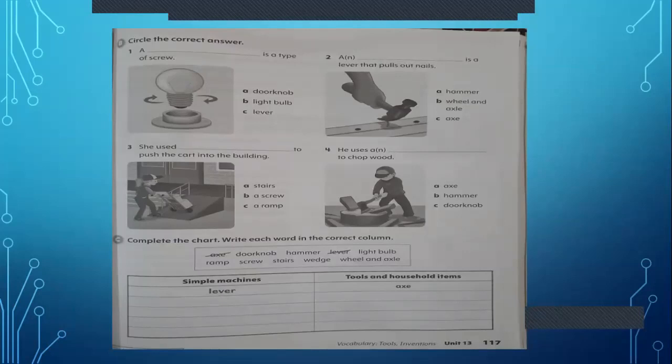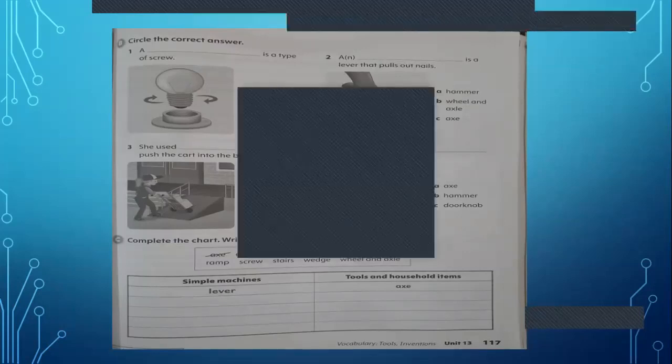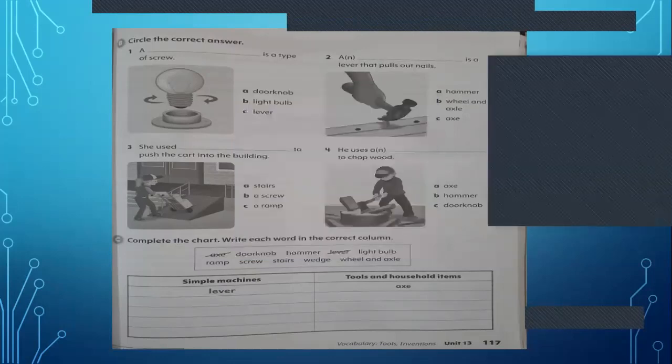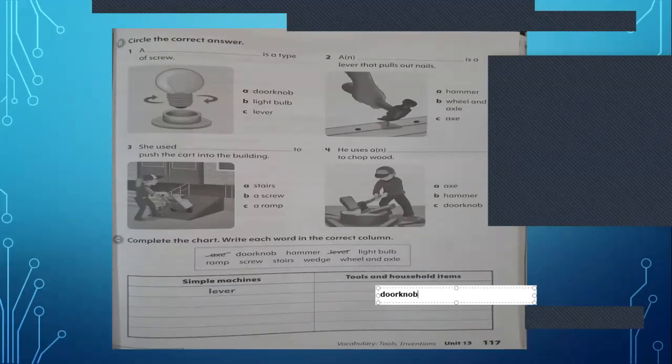Yes, anybody? Raise your hands, please. If you know the answer, raise your hand. Yes, Huria. Doorknob is a simple machine or tools and household item? Ma'am, doorknob is a tools and household item, and we use this to open a door. Yes, thank you. Okay, write down doorknob in the second column.